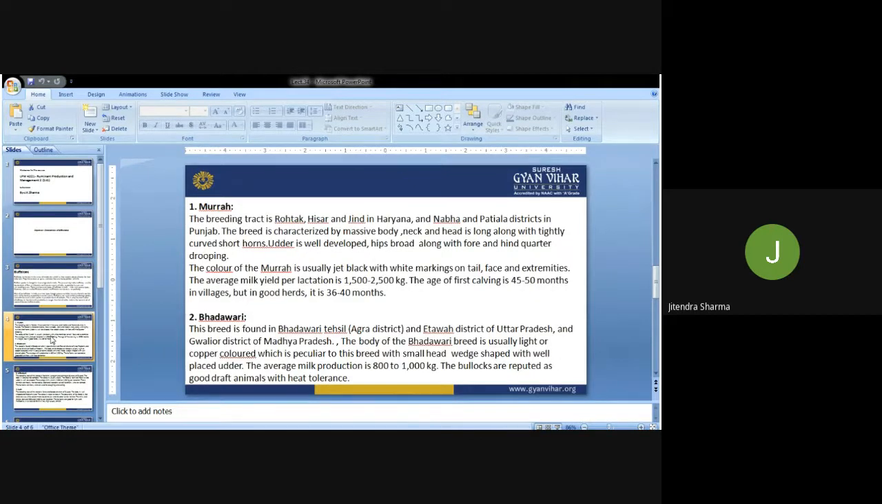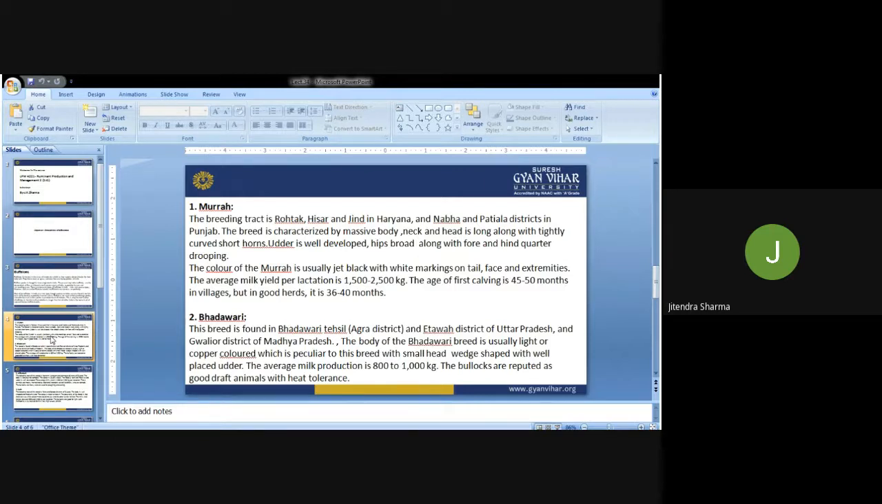The first breed, which is very popular all around the world but originates only in our country, is the Murrah. The breeding tract is Rohtak, Hisar, Jind in Haryana and Nabha and Patiala districts in Punjab. The breed is characterized by a massive body, with a long neck and head and tightly curved short horns. The udder is well developed, the hips broad, with the hindquarter drooping. The color of Murrah is usually jet black.